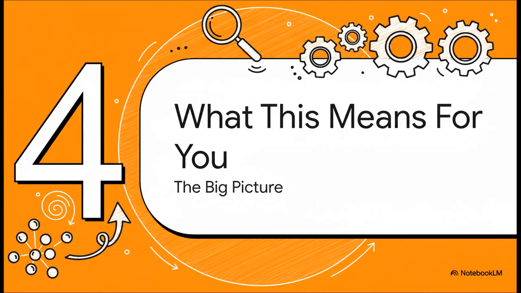Okay, wow. We have gone on quite a journey, haven't we? We started with the tiny atoms of AI language, tokens, and we've built all the way up to these complex agents that can actually take action in the world. So for our final section, let's zoom back out and ask the most important question. What does all of this actually mean for you?